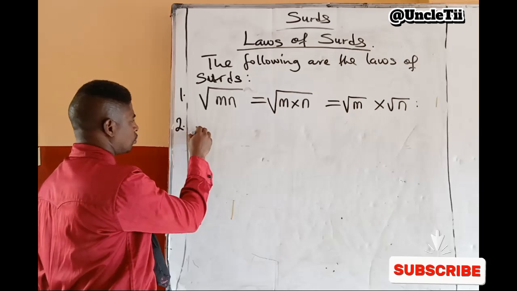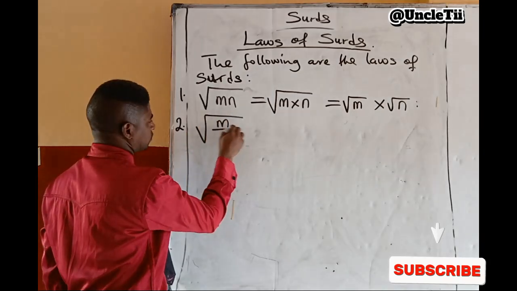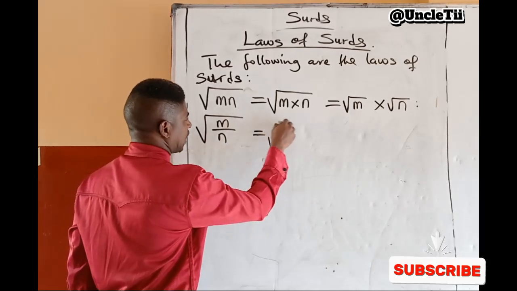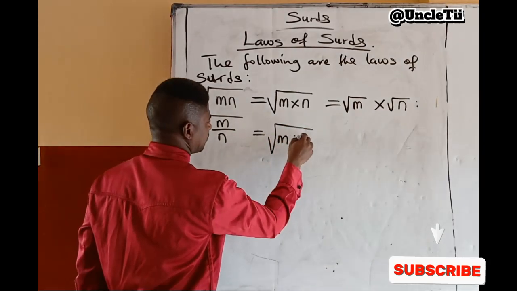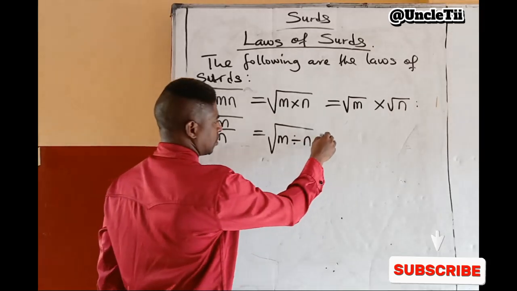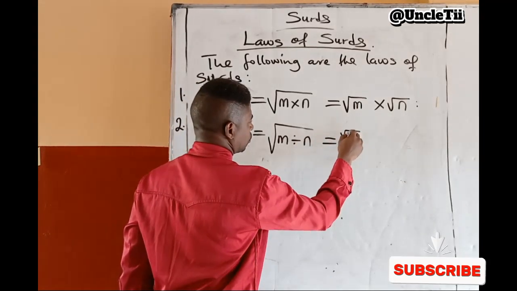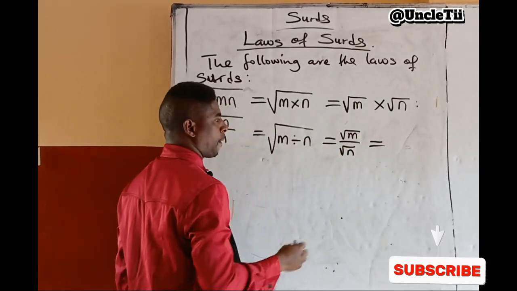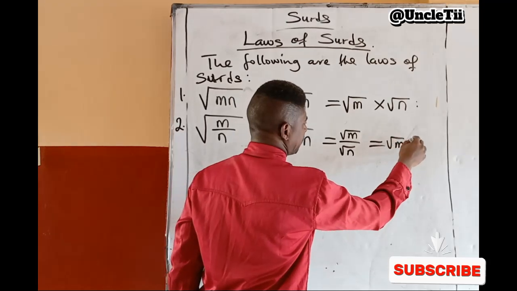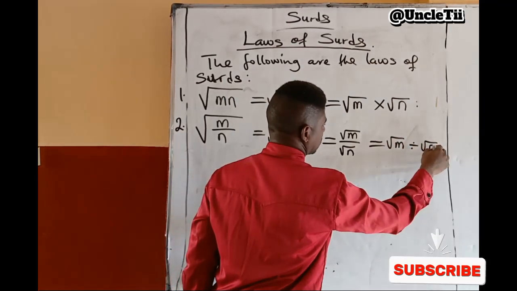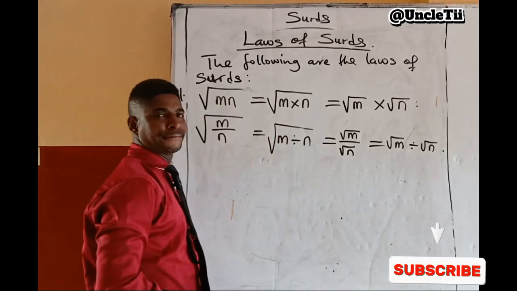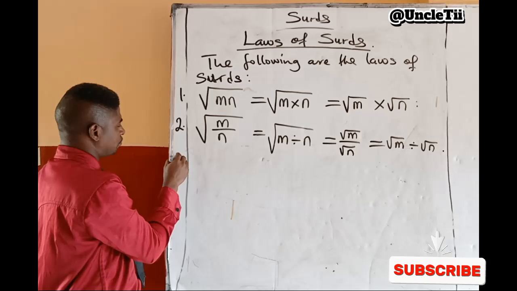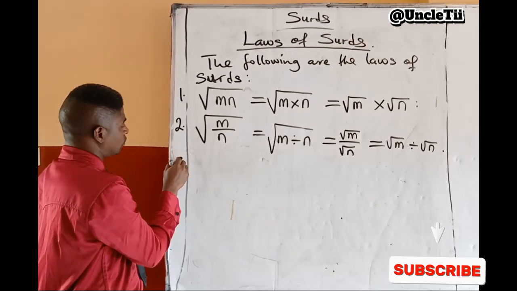Number two, root m over n, which is the same thing as root m divided by n, will give us root m over root n, or root m divided by root n. That's another law of surds. We move to law number 3.